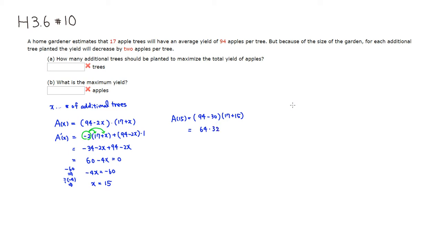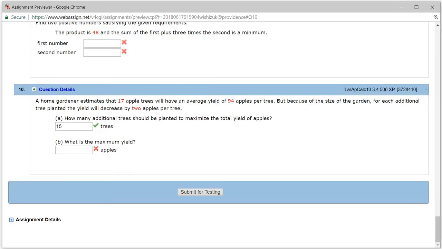So 64 times 32: 2 times 4 is 8, 2 times 6 is 12, 3 times 4 is 12, 3 times 6 is 18. So it's 8, 2 times 2 is 4, 1 plus 9 is 10, so it's 2048. Let's type it in, 2048, and submit for testing.